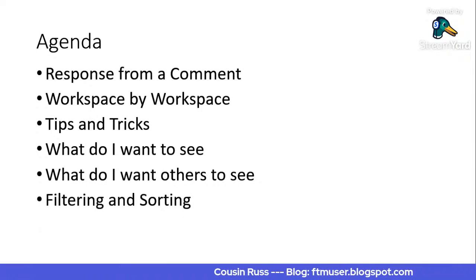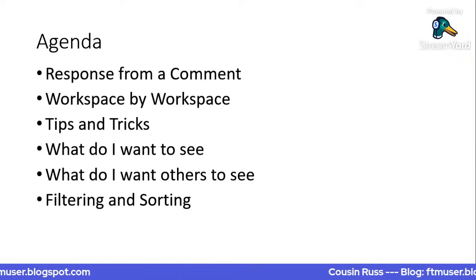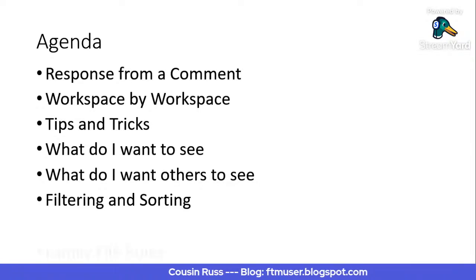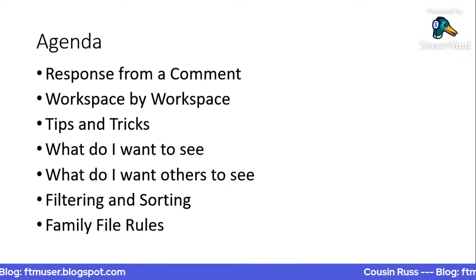I'm also aware of the filtering feature of Family Tree Maker 2019. I use it a lot, but there are some tricks I need to do to make sure it works the way I expected. Basically, it's my family file rules. Do you have any? Do you have them written down?